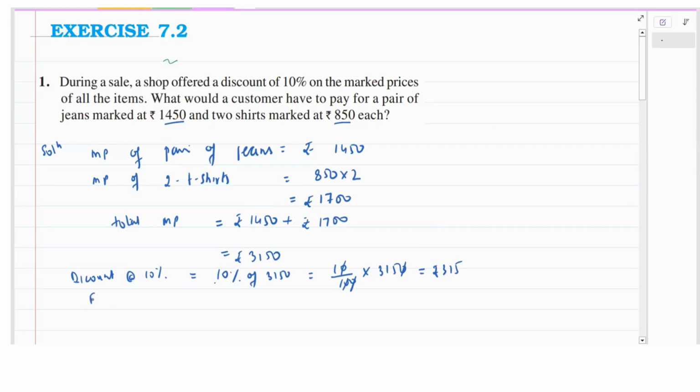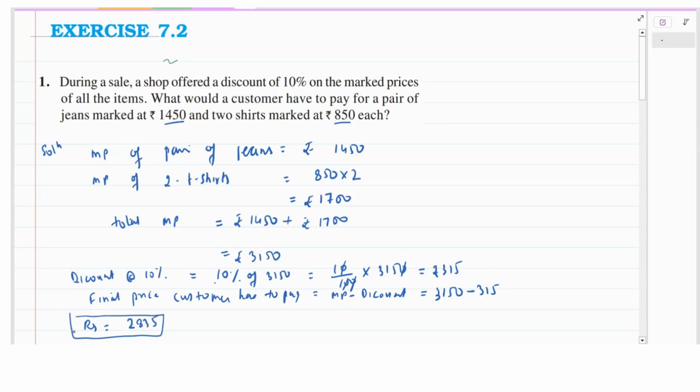So what is the final price the customer has to pay? Final price the customer has to pay is nothing but mark price minus discount. Here mark price is 3150 minus 315. And this is giving me how much? Rupees 2835. So this is the price the customer has to pay.